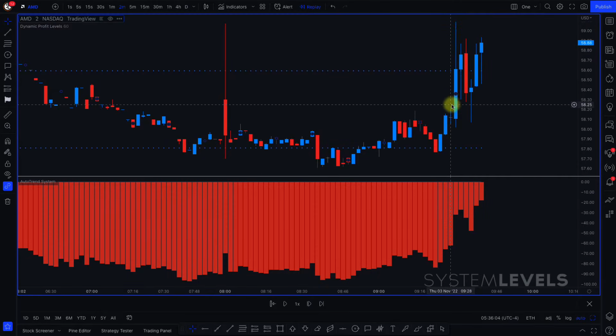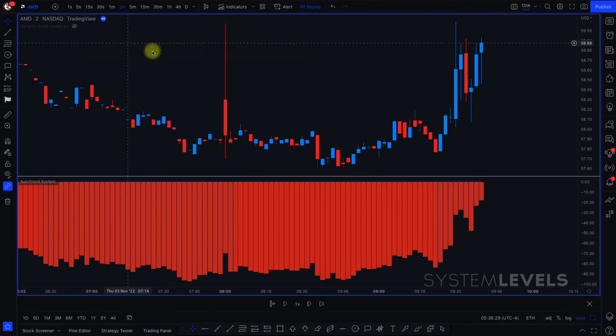So at that point, I was doing nothing. I was looking at other things. I wasn't really paying attention to AMD until the ATS gave me a buy signal. So this is a 2 minute chart, and I have the dynamic profit levels at 60. I was not looking at the dynamic profit levels at that point because I didn't have an entry, so we can just remove them. I only turn on the dynamic profit levels if I get a signal from the AutoTrend system, right?